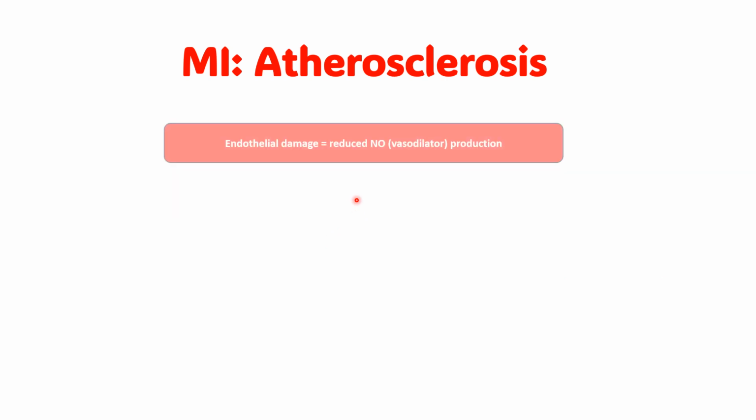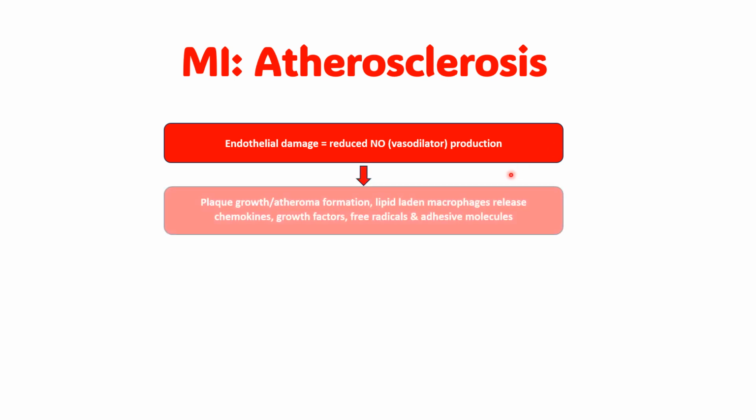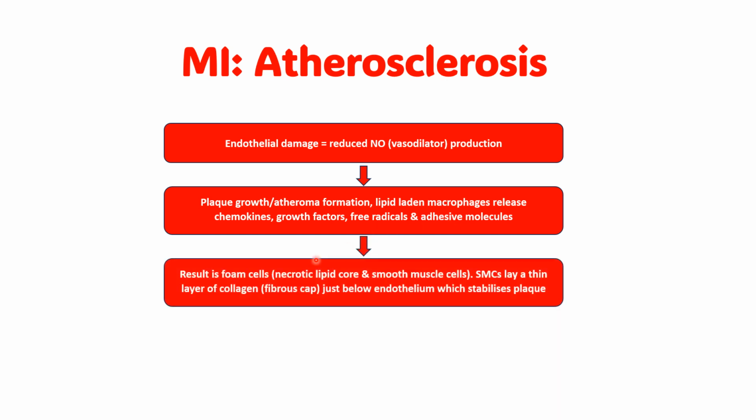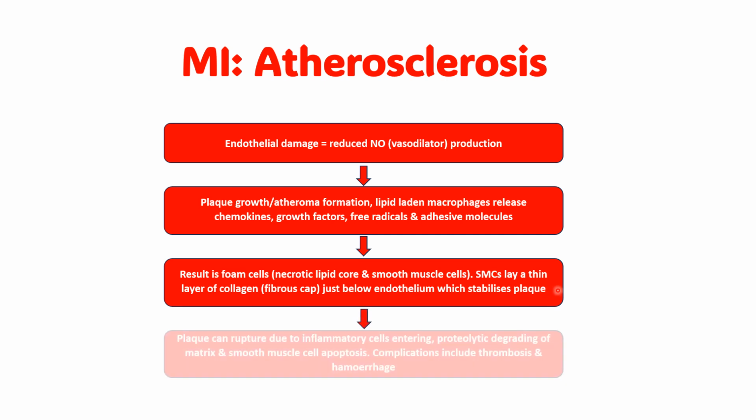So this is just to basically recap the process of atherosclerosis, which can lead to an MI. So I talked about this in other videos. So you have that initial endothelial damage where you have reduced nitric oxide production, which acts as a natural vasodilator. And then we have the plaque growth and atheroma formation. And the result is these foam cells, which have a necrotic lipid core and smooth muscle cells. And the smooth muscle cells put down a thin layer of collagen just below the endothelium, which stabilizes the plaque initially.